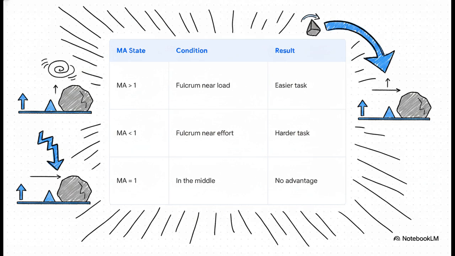Finally, if the fulcrum sits perfectly in the middle, MA equals exactly 1. This is a neutral state. The effort you put in equals the load you get out. No true advantage is gained. The big takeaway here? Simply moving that fulcrum completely changes the power dynamics of the beast.